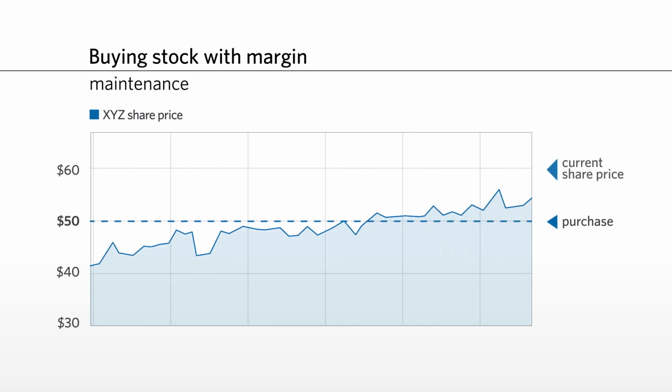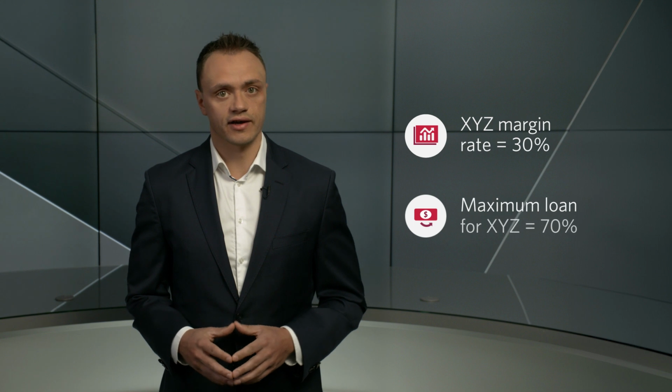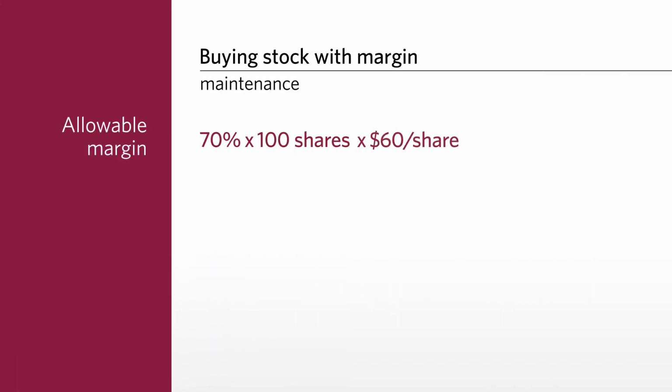Now let's look at maintenance margin in the next scenario. It's 1 week later and XYZ is now trading at $60. We already know that the margin rate for this stock is 30%, which means the maximum loan value for this stock is 70%. So you can borrow 70% times 100 shares times the current stock price of $60 per share. This amount equals $4,200. Remember that you originally borrowed $3,500 to buy XYZ, and so you now have additional buying power available in your account.